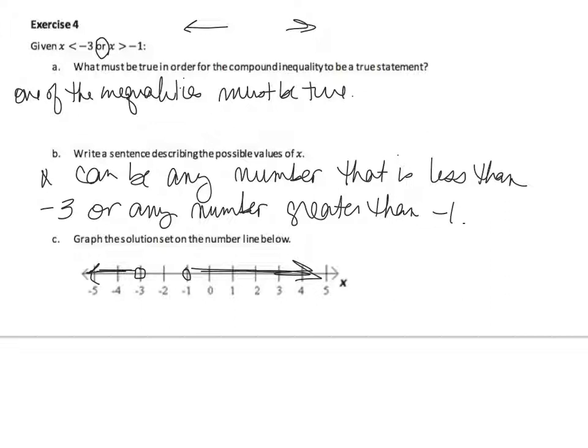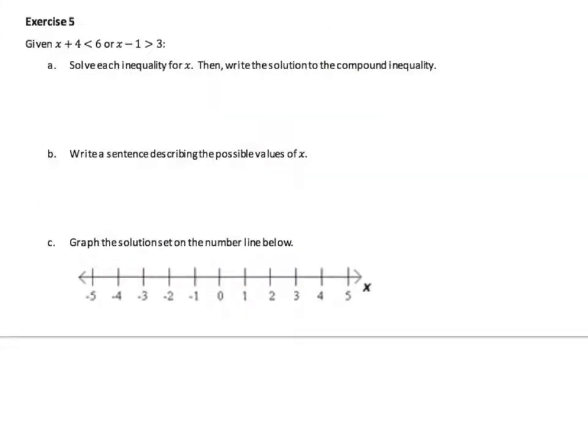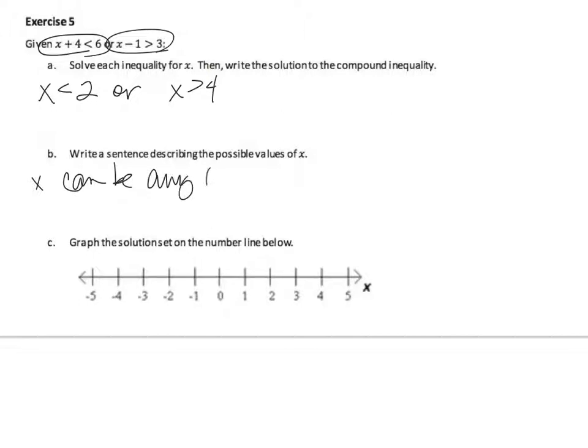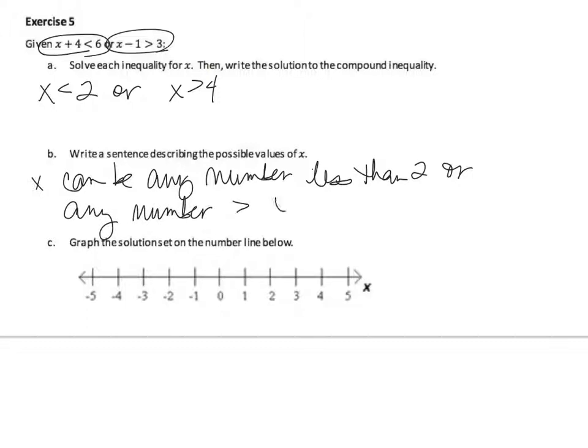Okay, given two more equations, solve each inequality for x, then write the solution to the compound inequality. So I'm going to subtract 4 from both sides and have x is less than 2. Add 1 to both sides, and I'll have x is greater than 4. So x can be any number less than 2 or any number greater than 4. I should use the words.